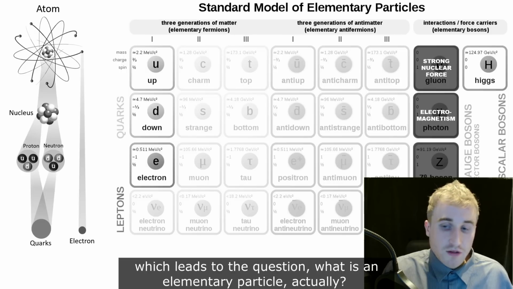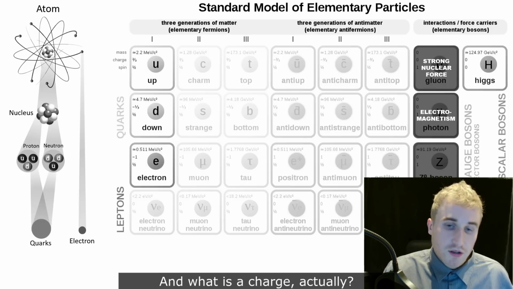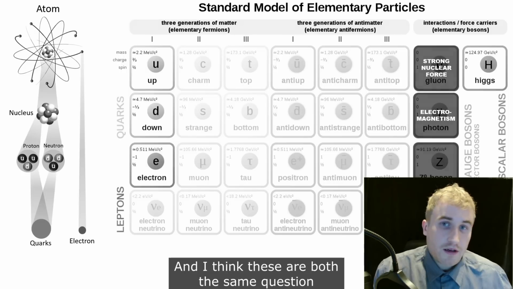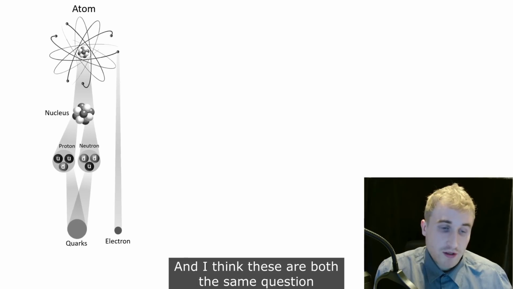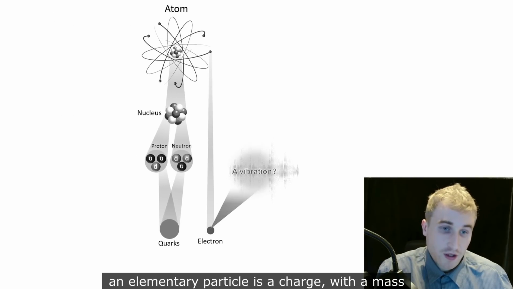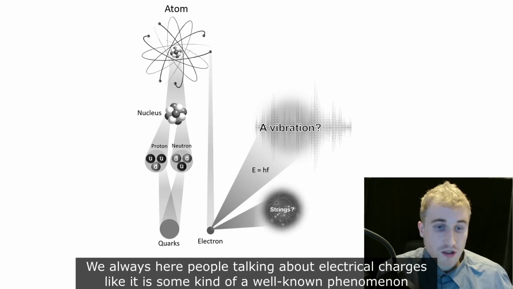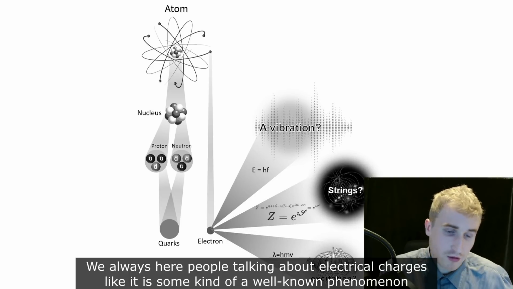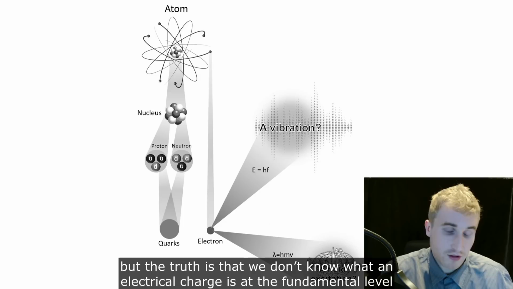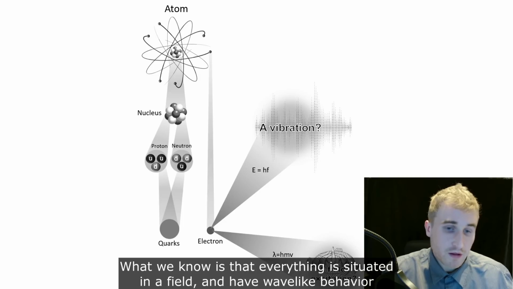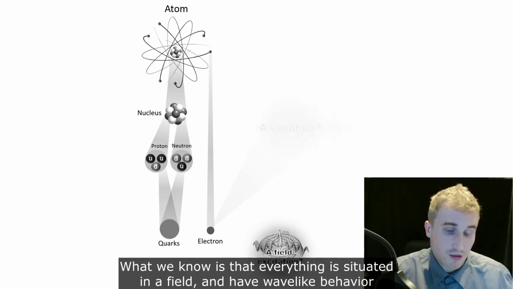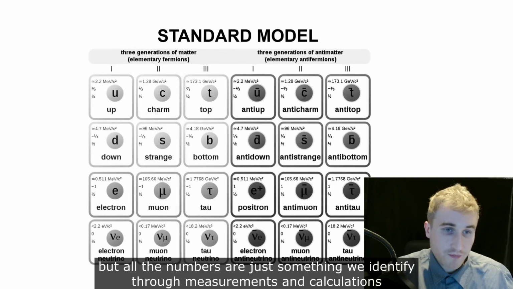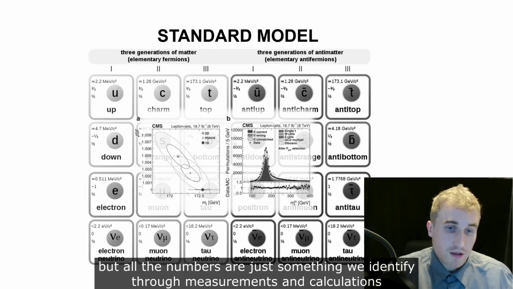Which leads to the question, what is an elementary particle actually, and what is a charge actually? And I think these are both the same question. An elementary particle is a charge with a mass, and that's what we know. We always hear people talking about electrical charges like it is some kind of a well-known phenomenon, but the truth is that we don't know what an electrical charge is at the fundamental level. What we know is that everything is situated in a field and has wave-like behavior, but all the numbers are just something we identify through measurements and calculations.